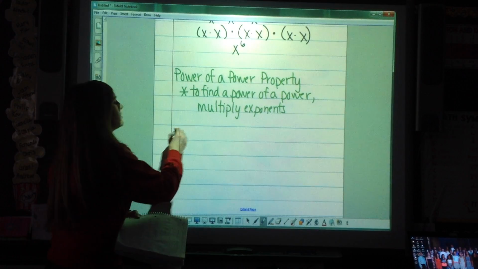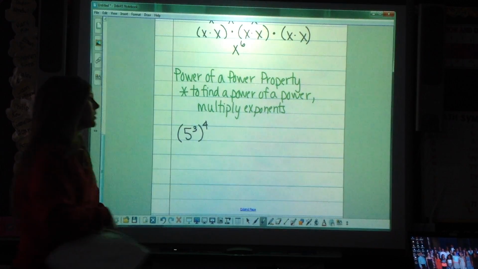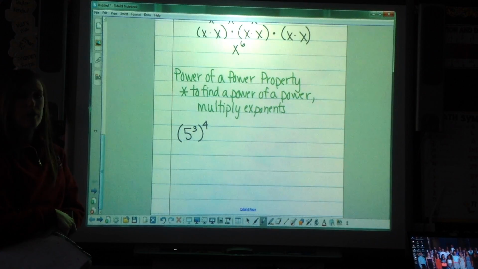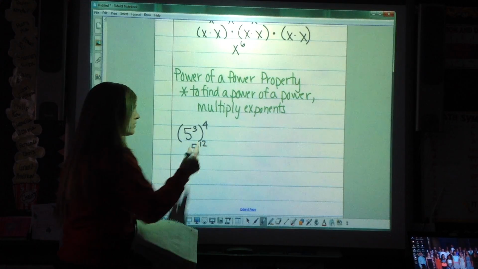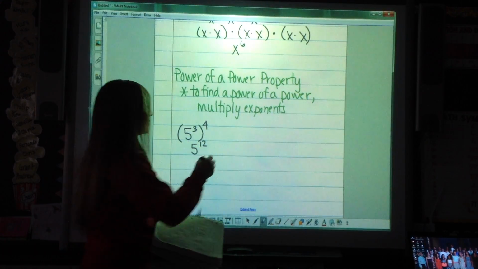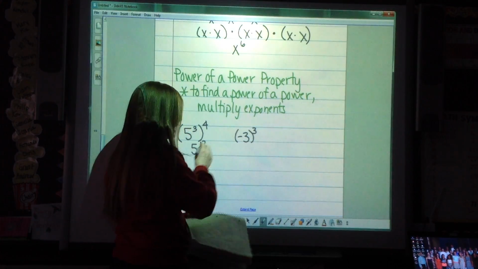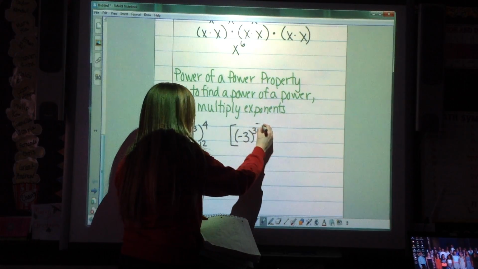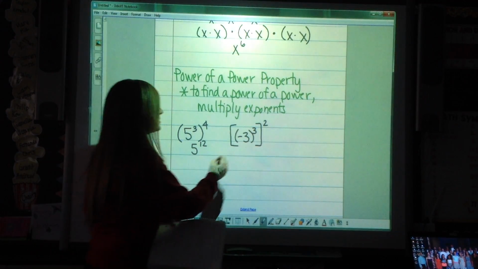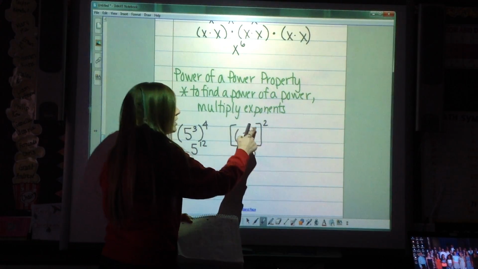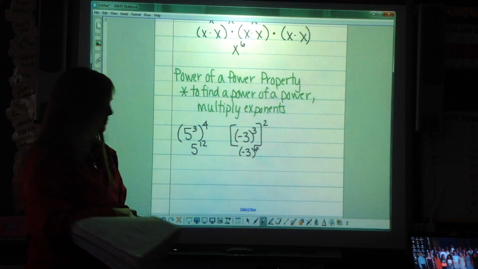Let's try 5 cubed, and that whole thing is to the 4th power. Well, when you have a power to a power, you multiply. So 3 times 4 is 12. 5 to the 12th power. Let's say we have negative 3 cubed, and that whole thing is squared. Well, again, our base stays the same. Power to a power, we multiply. Negative 3 to the 6th power.